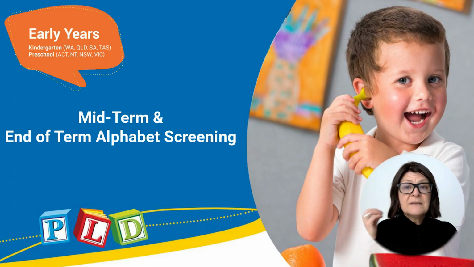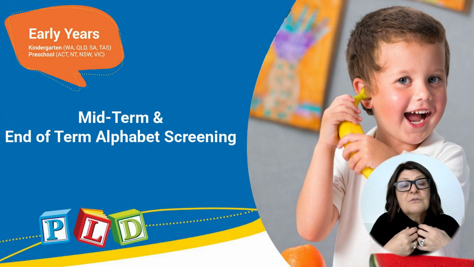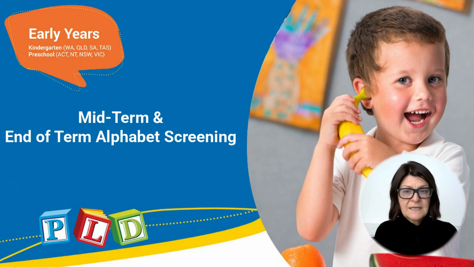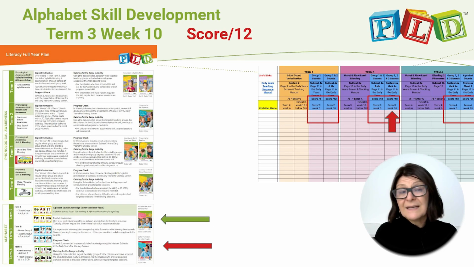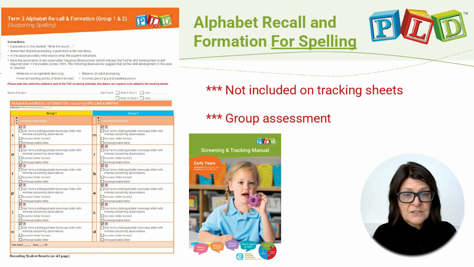There is mid-term and end-of-term screening. We're not expecting 100% mid-term, but it is a check. We want to check in. Children should be responding to the repetitive teaching. So you've got a Term 2, a Term 3, a Term 4 alphabet screen. So we're going to keep checking in, and the numbers from that screen go across into your tracking sheets.